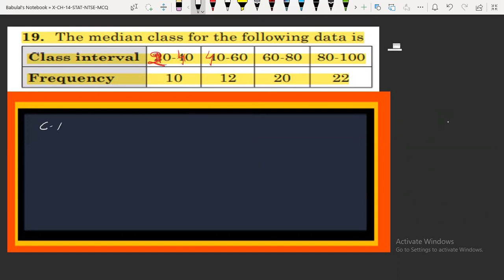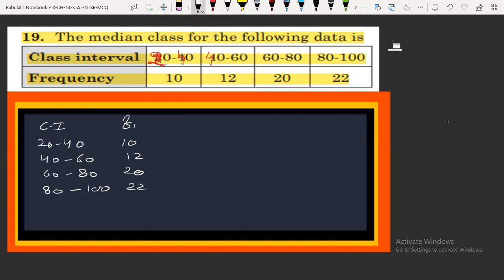I am writing class interval here and frequency here, that is 20 to 40, that is 10, 40 to 60, that is 12, 60 to 80, that is 20, 80 to 100, that is 22. ध्यान से देखिएगा, ये मीन नहीं है, ये मोड नहीं है, ये मीडियन. मीडियन का मतलब है द मिडिल मोस्ट ऑब्जर्वेशन इज कॉल्ड द मीडियन.